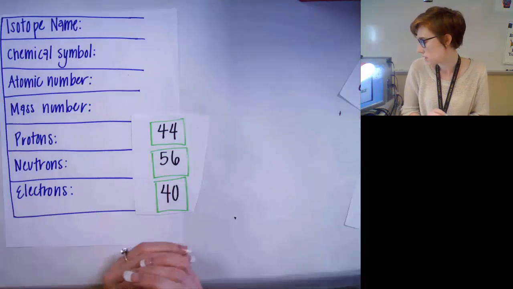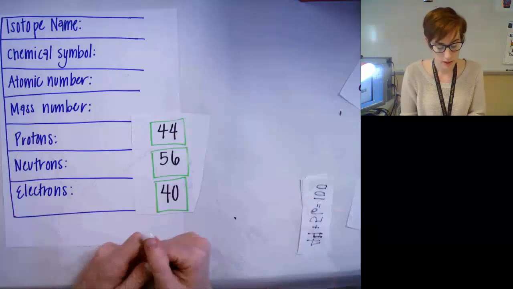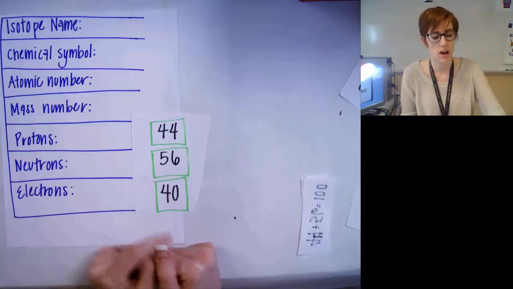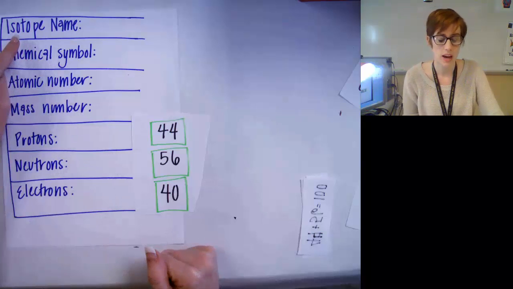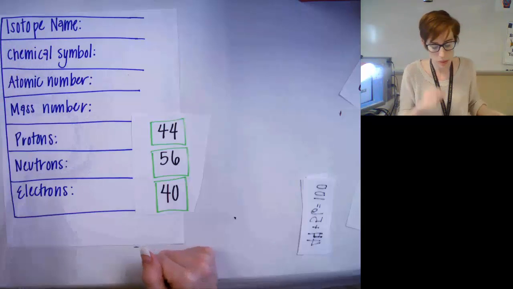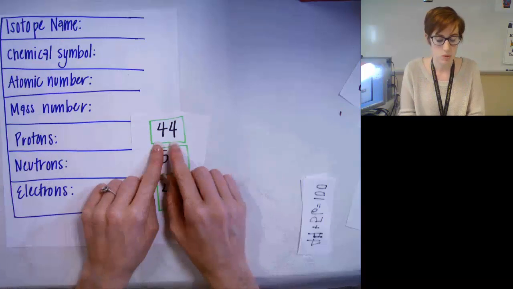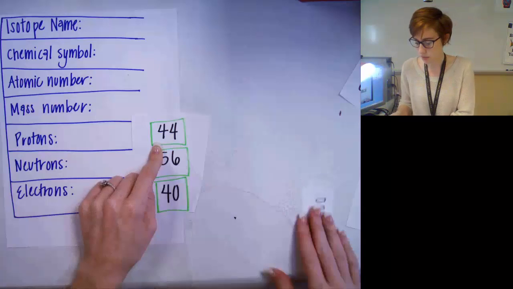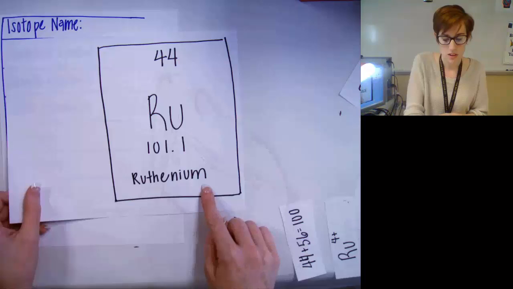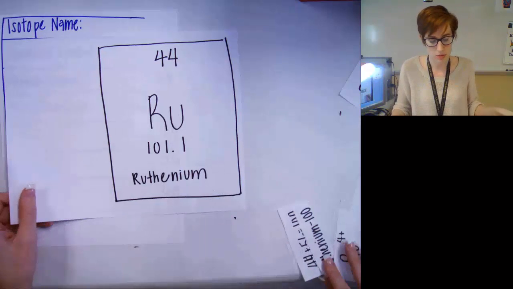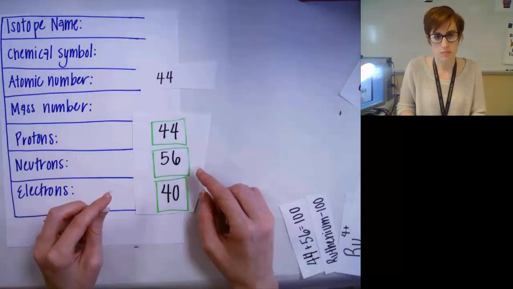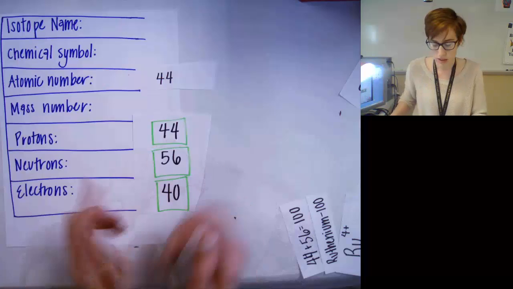Alright, if I give you an element, and I give you the number of protons, the number of neutrons, and the number of electrons in that element, you should be able to figure out the name of the element and the isotope, the chemical symbol, the atomic number, and the mass number. Let's start by looking, if we have 44 protons in this atom, we can automatically figure out the element that it is, because the protons and the atomic number are always the same thing. So if we have 44 protons, we have an atomic number of 44. When we look on the periodic table, number 44 is ruthenium. So we know that this atom is ruthenium.